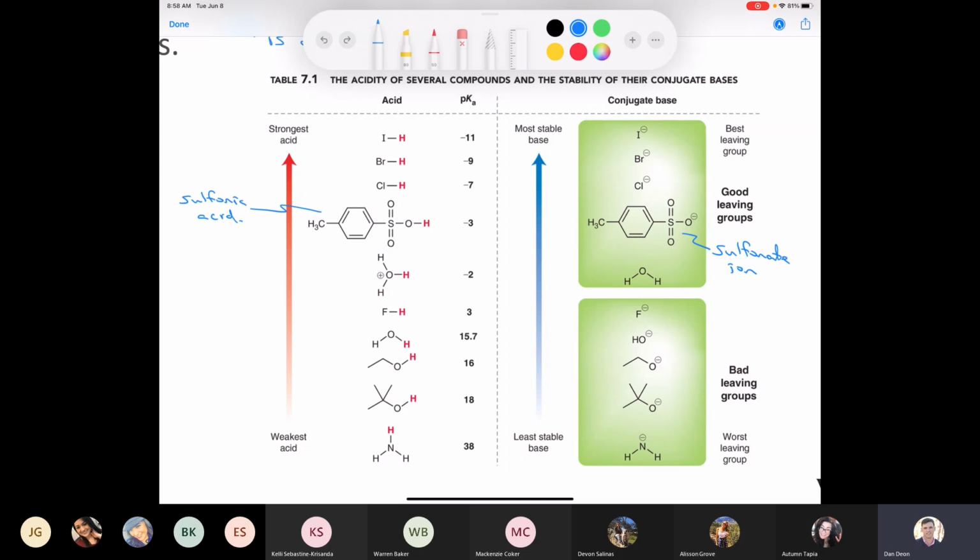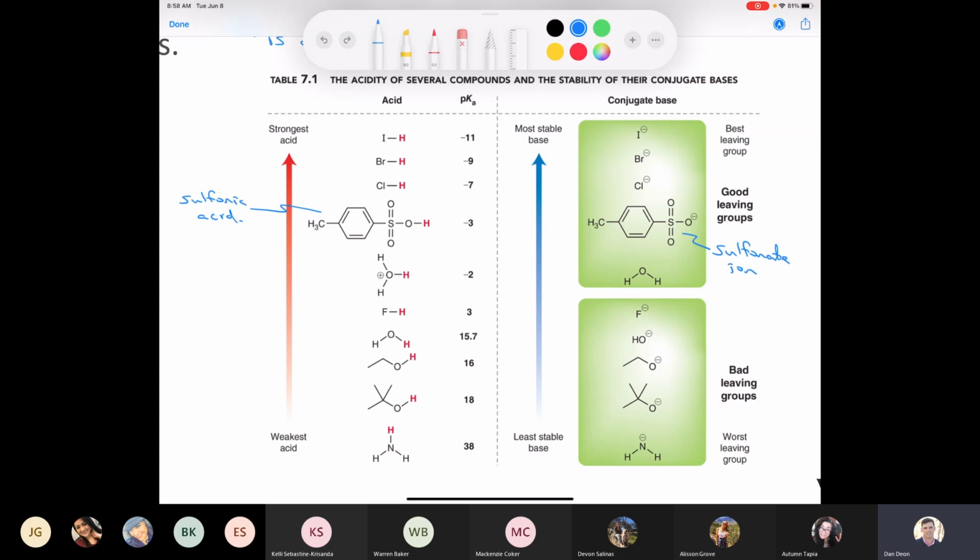Likewise, you think about something like hydroxide or ethoxide or t-butoxide. Any alkoxide is not going to be a good leaving group, right? And then amide, which is this ion here, it's going to be a horrible leaving group, right? Because it's the conjugate base of a super weak acid. All right, so there you go.